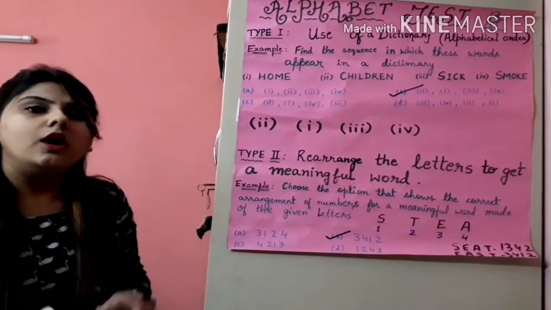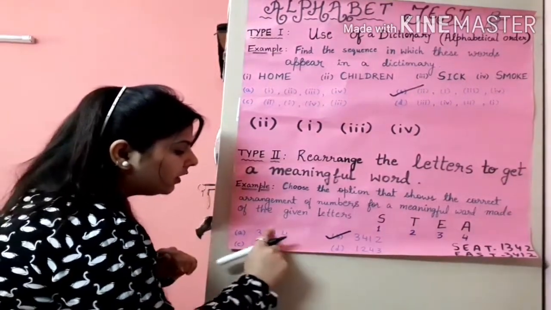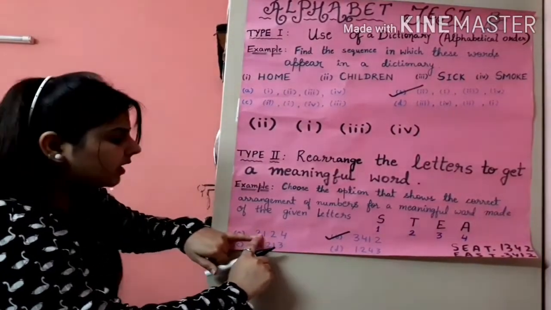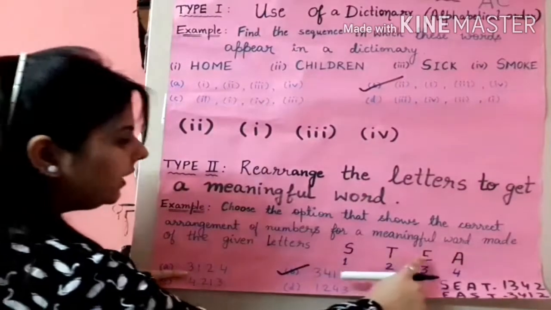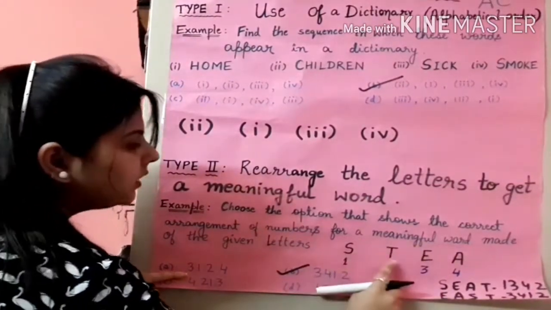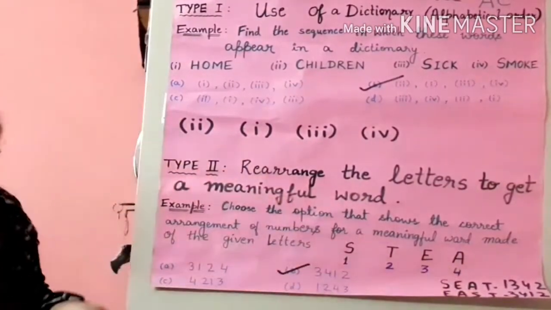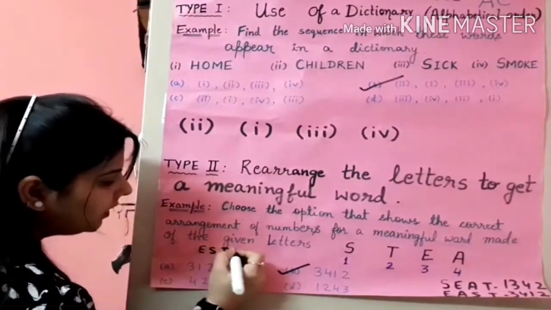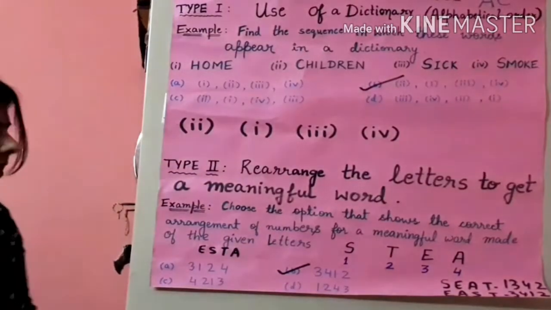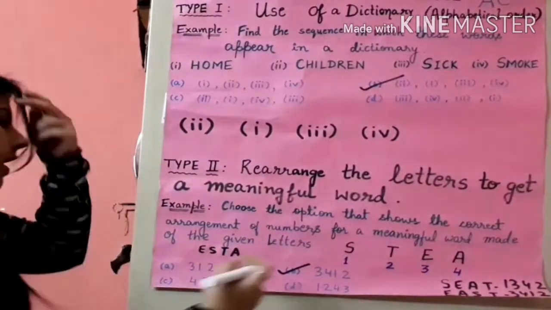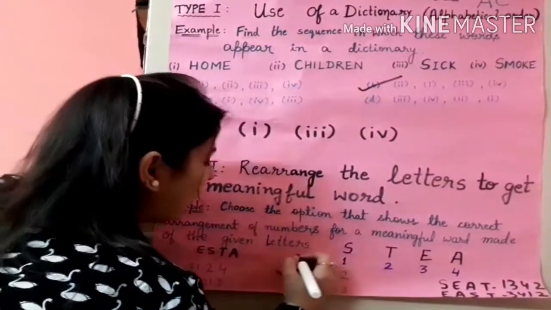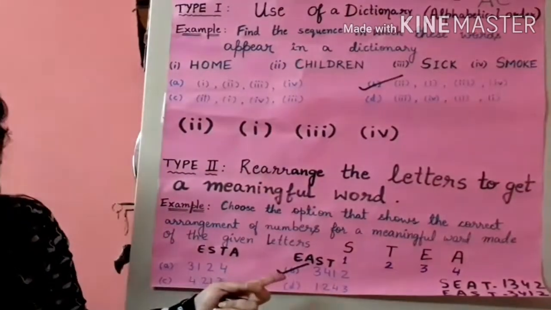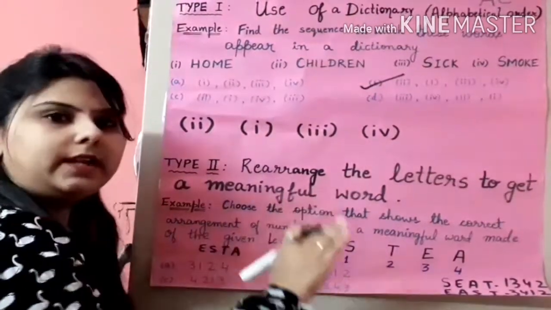What you can do is, first you can form the word based on this arrangement. If you form the word based on this arrangement, what will it be? E, S, T, A. Does it form any meaning? E, S, T, A? No. So this option is wrong. Now moving further. This is forming E, A, S, T. Is it forming any meaning? Yes, it is. So we leave this option.